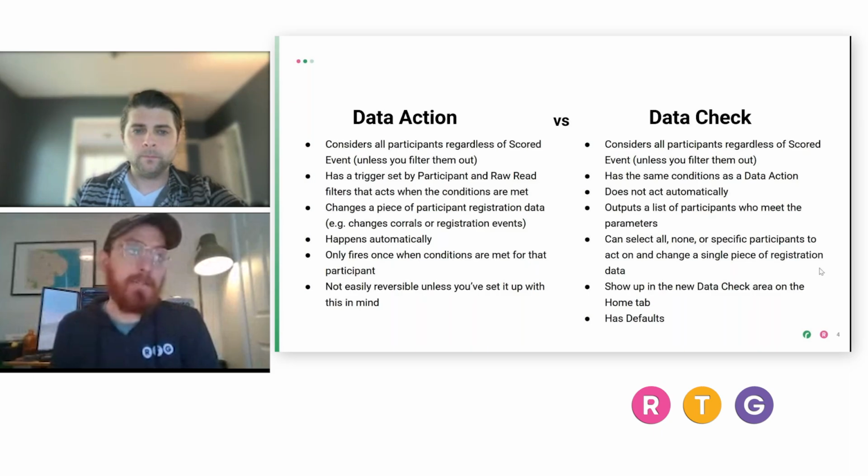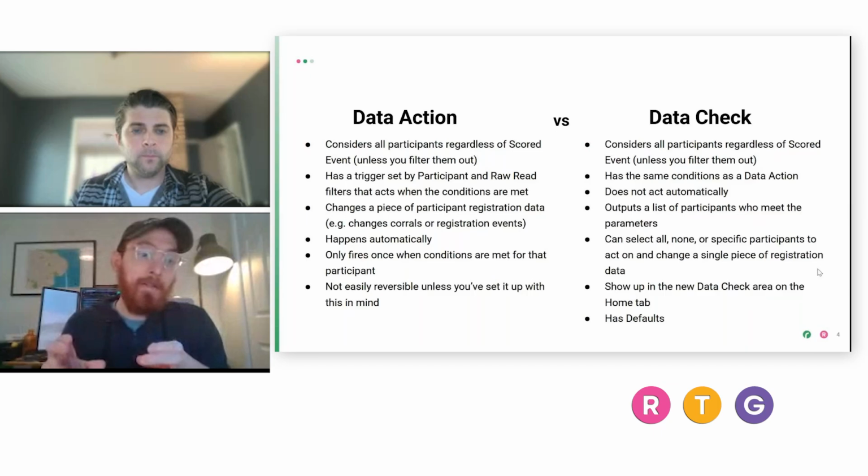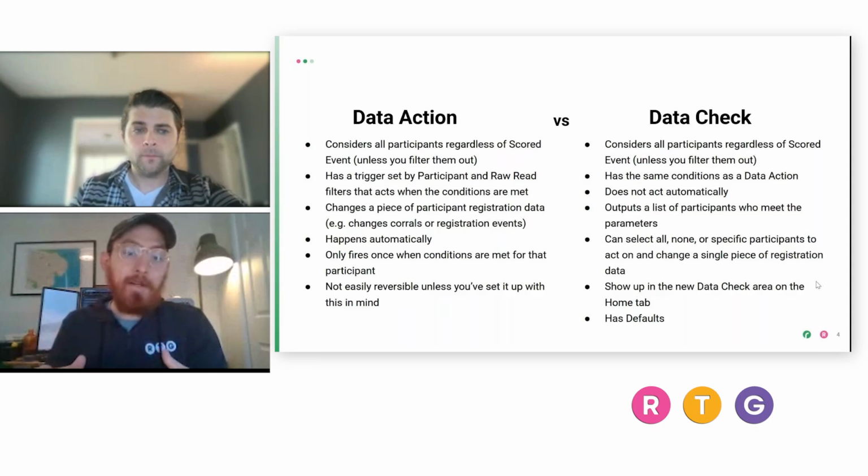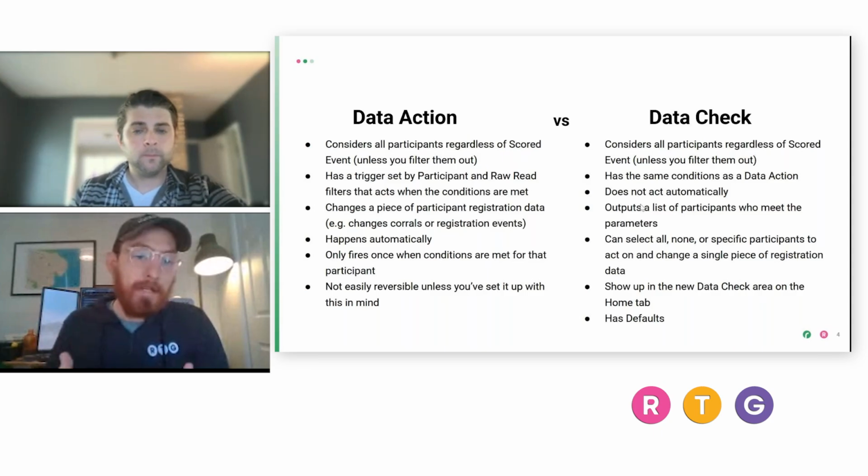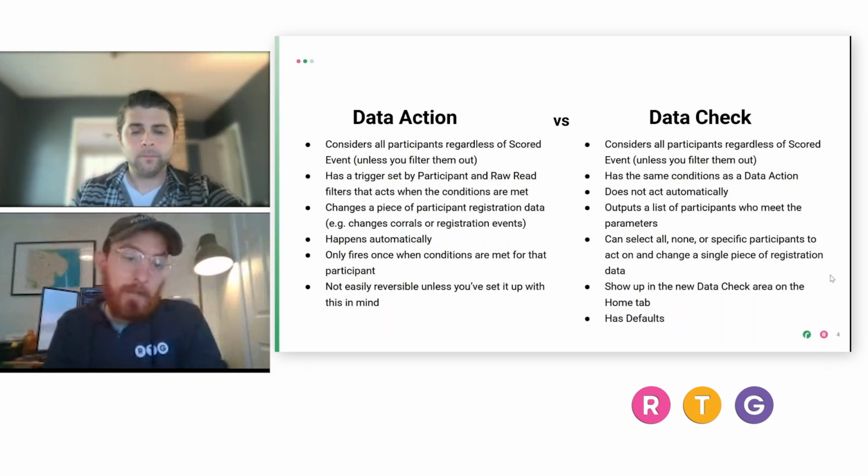So the trigger is basically what has to happen in order for this data to change. It could be, hey, this participant was edited, therefore go and update them if their conditions are now met. Or, hey, I got a read at the finish for this person that met the conditions about the raw read, and now I'm going to go make that change to them. It changes a piece of participant registration data, typically like their corral or the registration event. And most importantly, it happens automatically in the background without you needing to do anything.